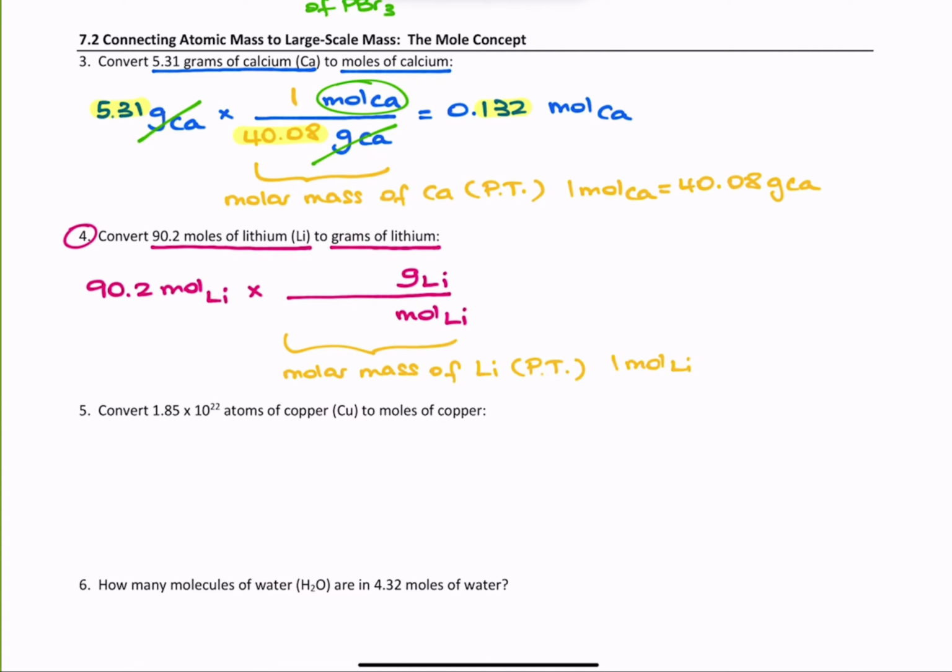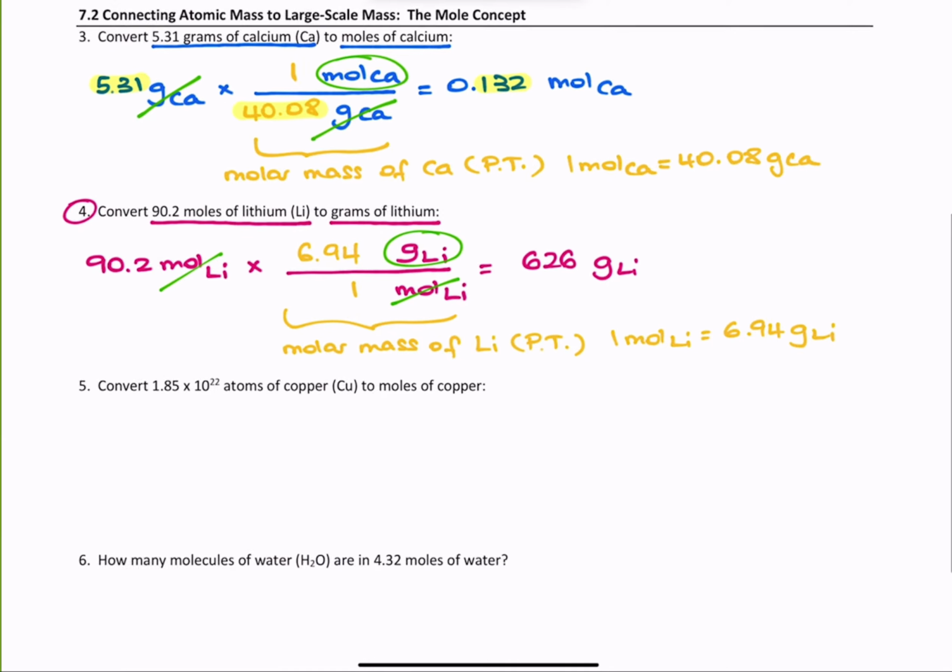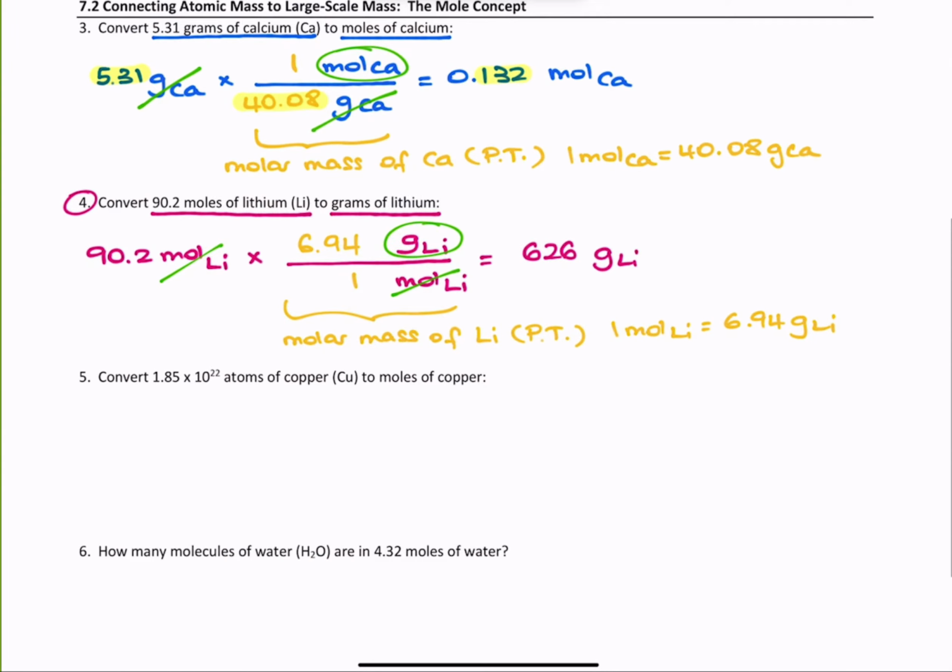1 mole of lithium is equal to 6.94 gram of lithium. Notice that the mole cancel. I'm left with gram. Plug this into your calculator, and to 3 sig figs you get 626 gram of lithium. So we went from grams to mole, mole to grams by using the molar mass of the specific element as a conversion factor.